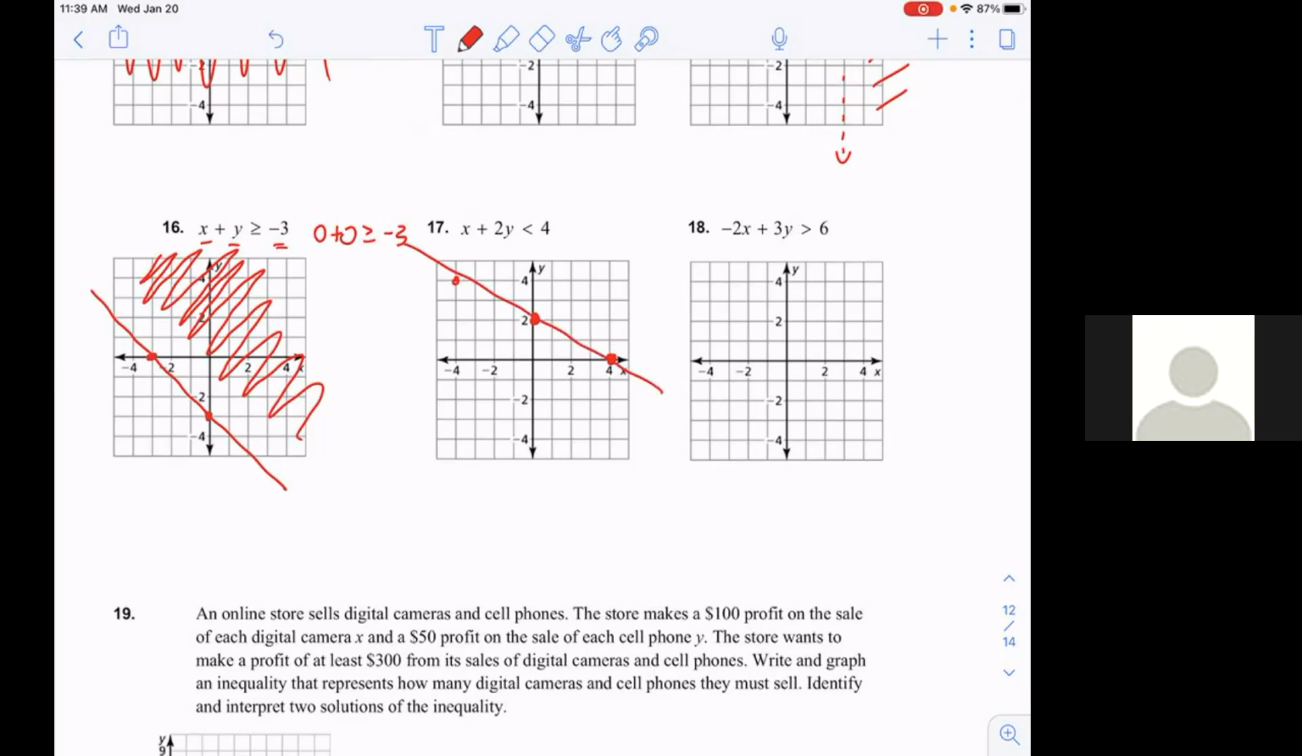Except I failed there. What have I failed? Drawing this line, I have failed because it should have been dashed. So we'll grab the eraser tool and I'll do it the easy way. All right, there it is. Now, time to shade. Again, 0, 0 is my easiest point to pick. 0 plus 0, is that less than 4? It is less than 4, so we're going to shade this half. Okay. One last one to try if we haven't done it already.